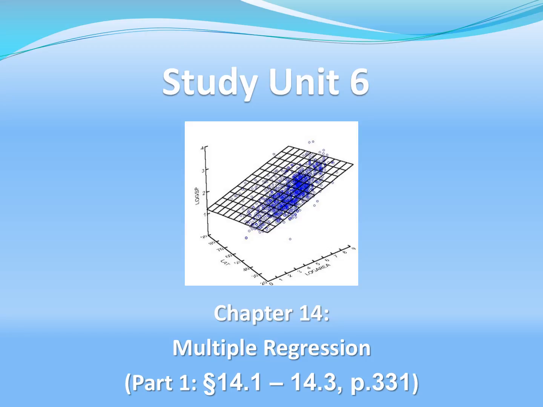Good day. Study Unit 6 focuses on multiple regression in Chapter 14, which is on page 331 in your textbook. In SCTN 111, you looked at simple linear regression where you fitted a straight line through your data and you only looked at one independent variable, which was indicated by X. But now in multiple regression, we look at more than one independent variable at a time. So we will fit a plane through our data, like indicated in this diagram.